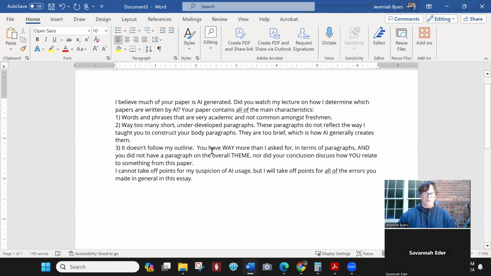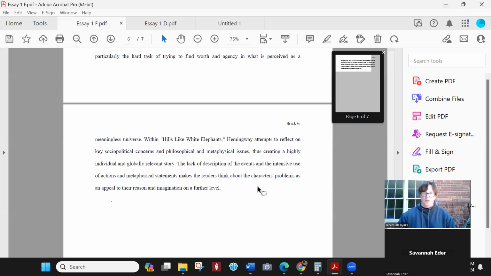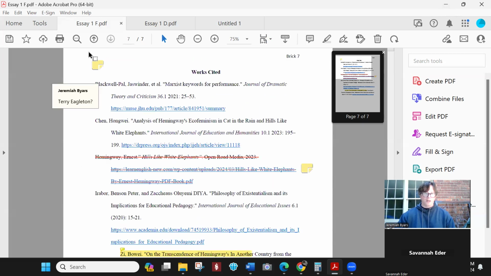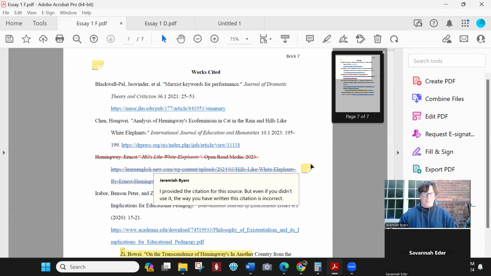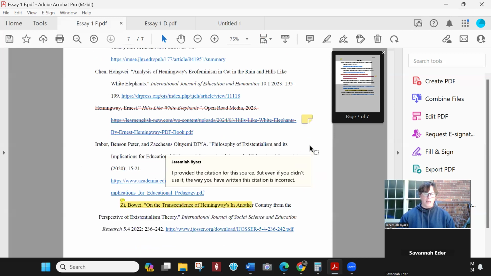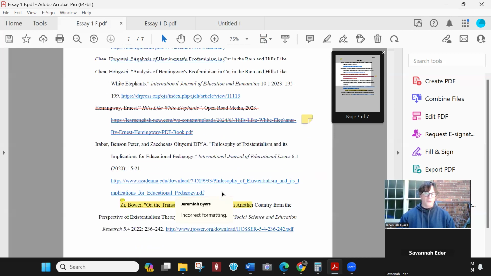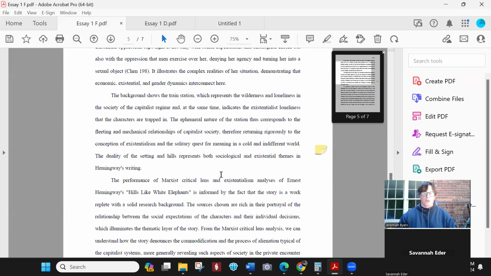It does not follow my outline. Now, I cannot take off points for my suspicion of AI usage, but I will take off points for all of the errors you made in general in this essay, which I did. First, there was a source used in it that was not put on the works cited page. These are all written incorrectly. I provided the citation for this source, but even if you didn't use it, the way you've written it is incorrect. Incorrect formatting. So where's your paragraph on theme?